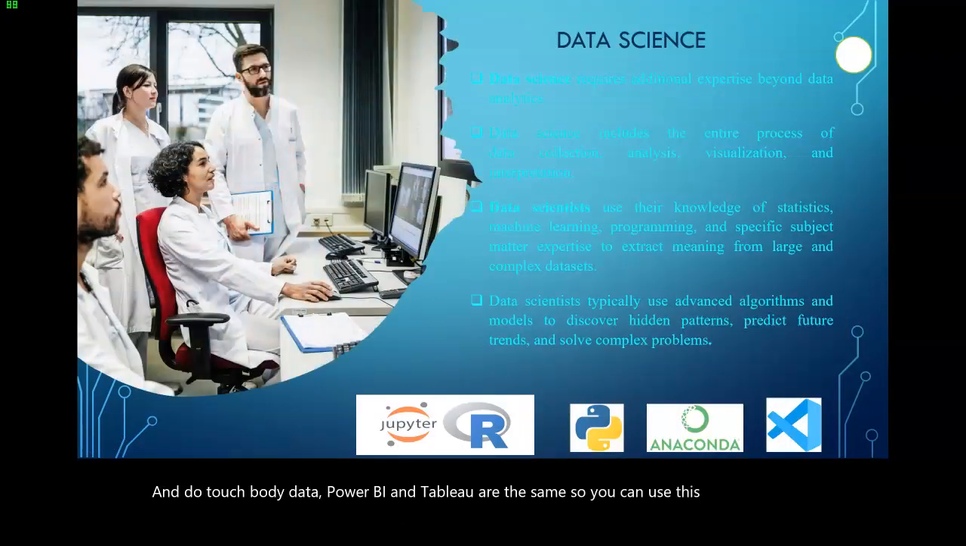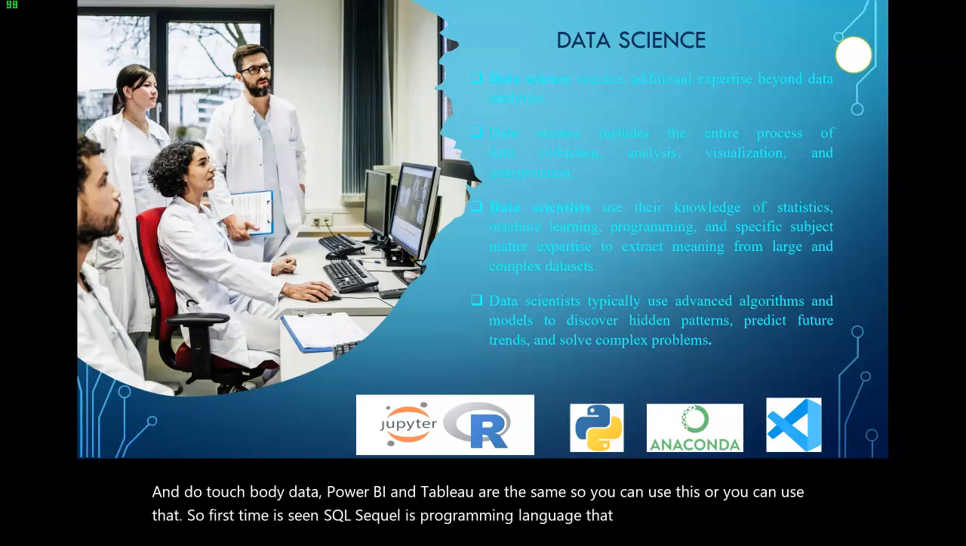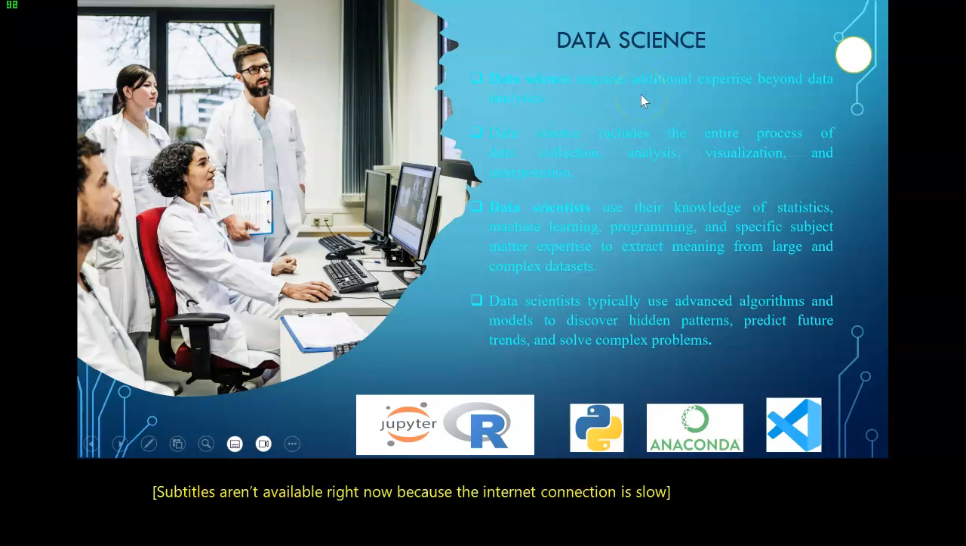Now, data science. What does it mean? Is it different from analytics? Yes and no. Why yes? Yes, because data science is an advance of data analytics, meaning to become a data scientist, you require additional expertise beyond data analytics. So what are some of these expertise? Mathematics, statistics, and programming. So you should be very good at math, stats, and programming to be able to qualify as a data scientist. Yes, it's true.